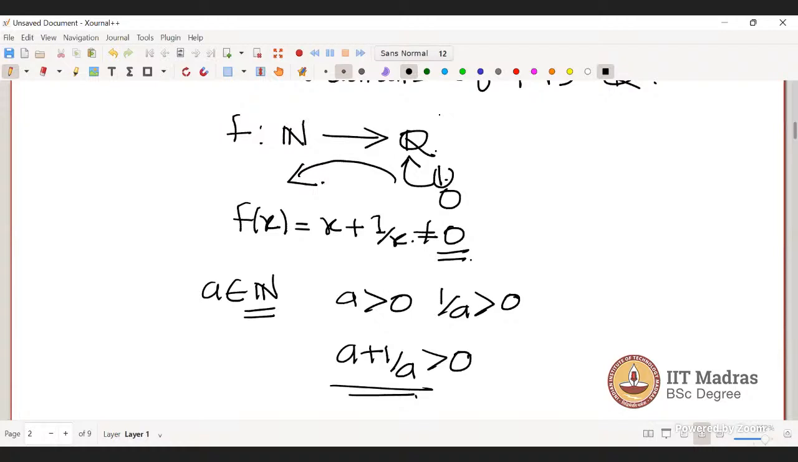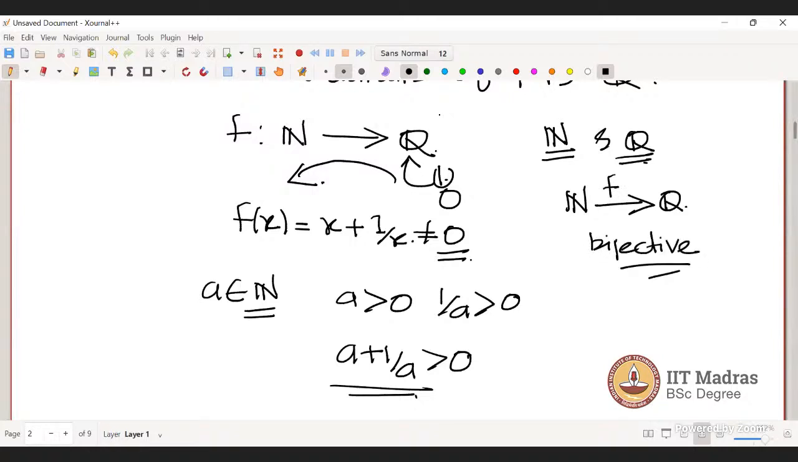So you know the cardinality of an infinite set. Basically the cardinality of N and the cardinality of Q are the same. You can actually produce a bijection between N and Q. You can give a function from N to Q which is bijective. But the way we have defined this particular function, it is not surjective.